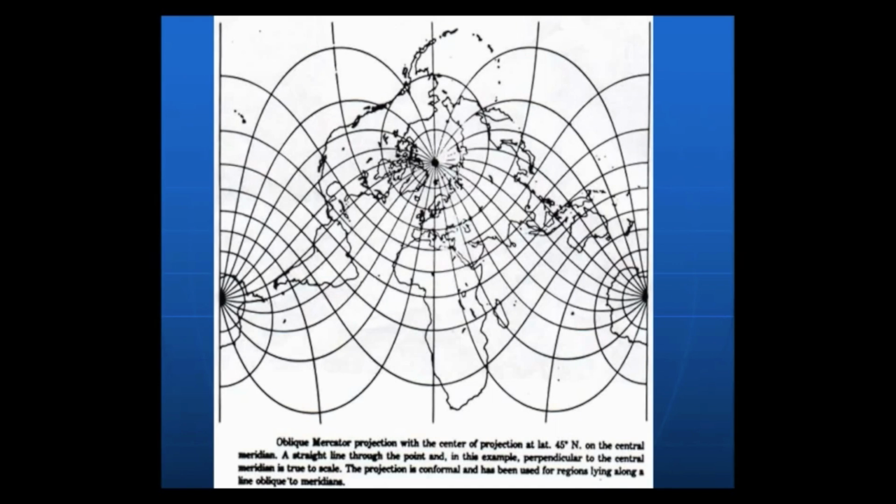Where's their standard line? 45 degrees north. So that line there is our standard line. Doesn't that look pretty good through Europe? Over by Japan, North America, looks pretty good. And then the further away that we get, the worse the projection looks.